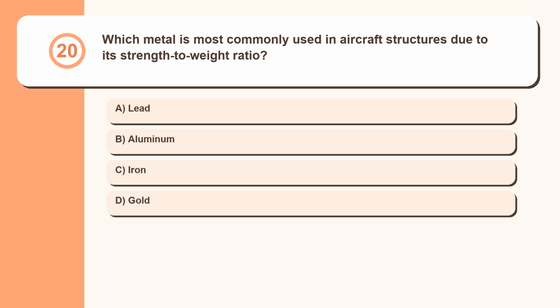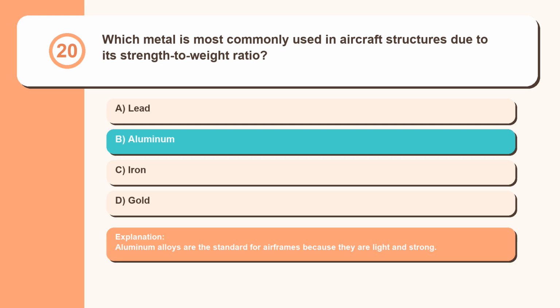Question 20. Which metal is most commonly used in aircraft structures due to its strength-to-weight ratio? Lead, aluminum, iron, gold. Aluminum alloys are the standard for airframes because they are light and strong.